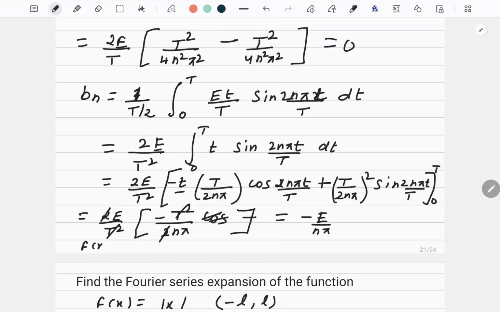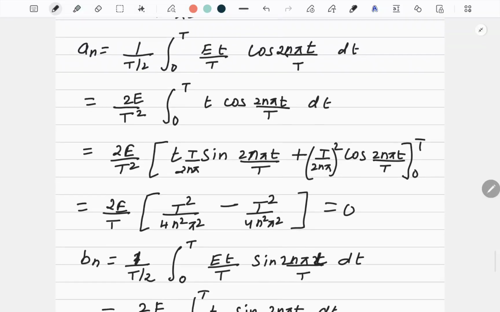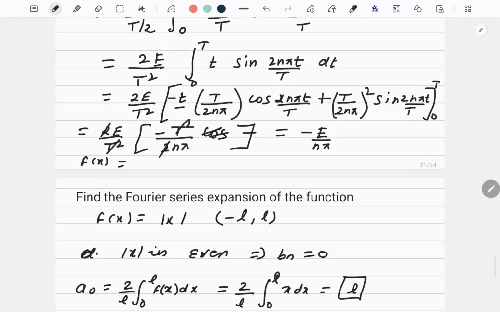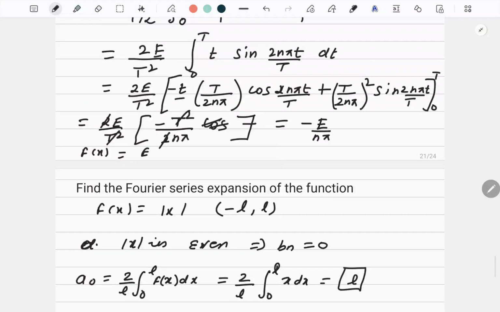So what will be the answer? f of x is equal to a0 by 2. Now what was my a0? e. So this will be e by 2 plus an became 0, summation bn. So minus e upon n pi sine n pi x upon L, L is T by 2. So this is the answer.